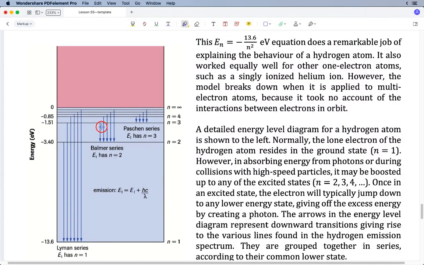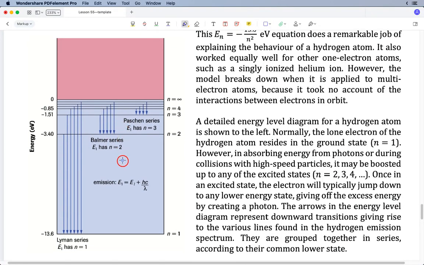Now you'll see that there are also other series, and these series, by the way, are just named after scientists that discovered them. So I don't know who this Balmer individual was, but presumably they were involved in discovering the spectrum in the visible part of the spectrum. But you can also have energies released in parts of the spectrum that are not visible. So, for example, the Lyman series is in the ultraviolet part of the spectrum.